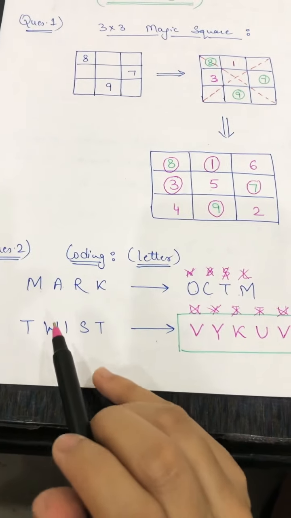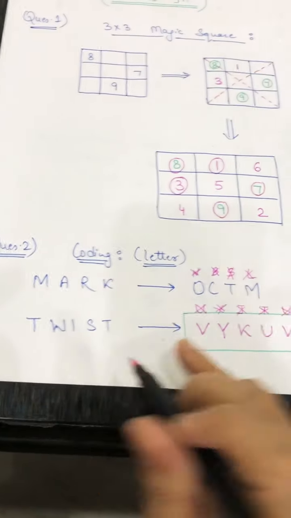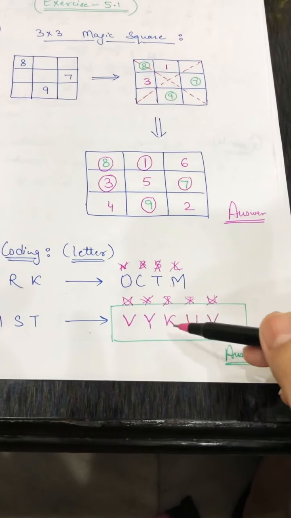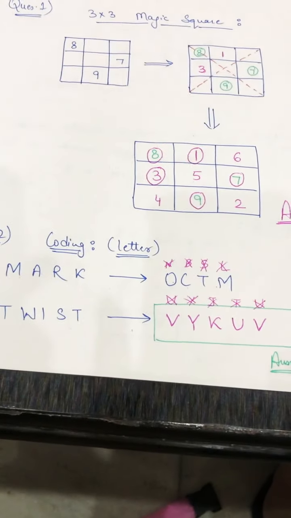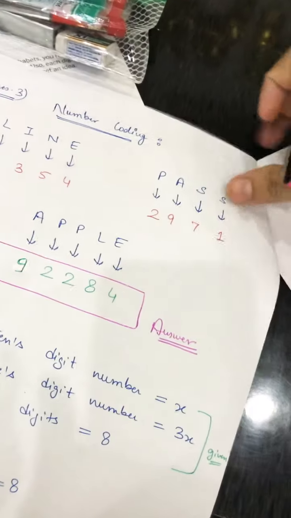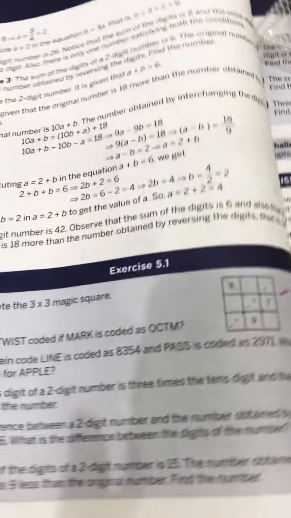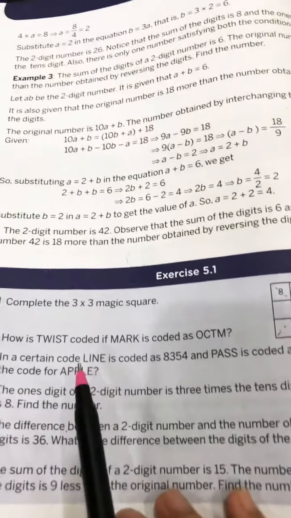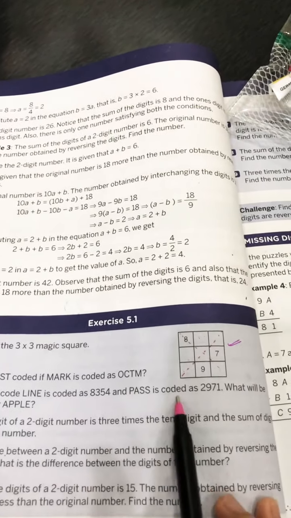So you can write that twist is coded as VYKUV. Got it? This is the second question. So let's move to the next question, question number 3. In question number 3, they're saying that in a certain code, line is coded as 8354 and pass is coded as 2971. What will be the code for apple?